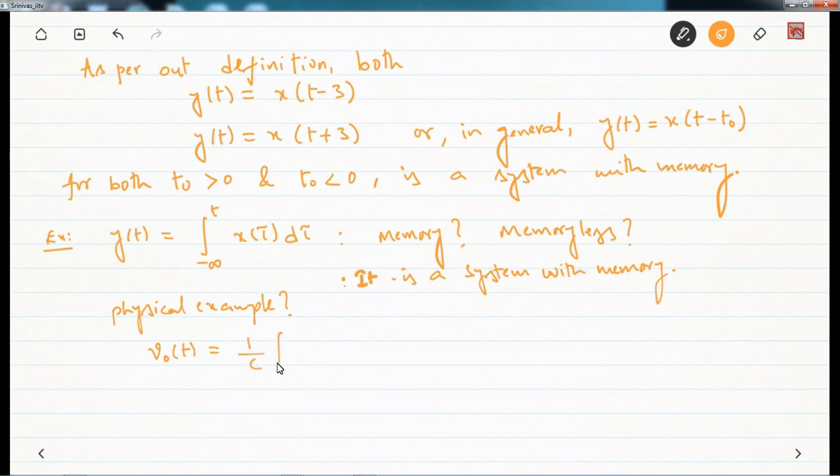1 by C integral minus infinity to t I of t dt, right? Or Q of t, like verify this. So a capacitor is a system with memory.